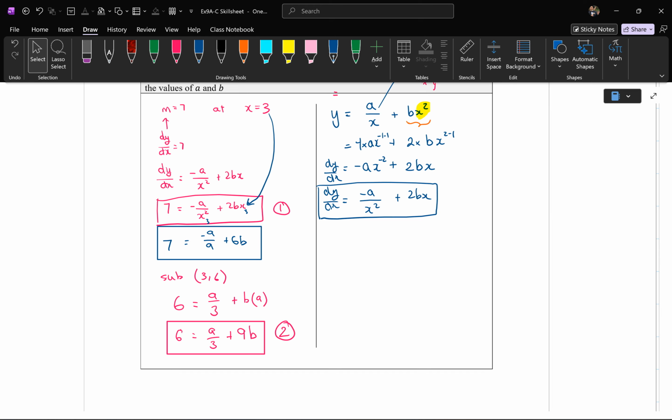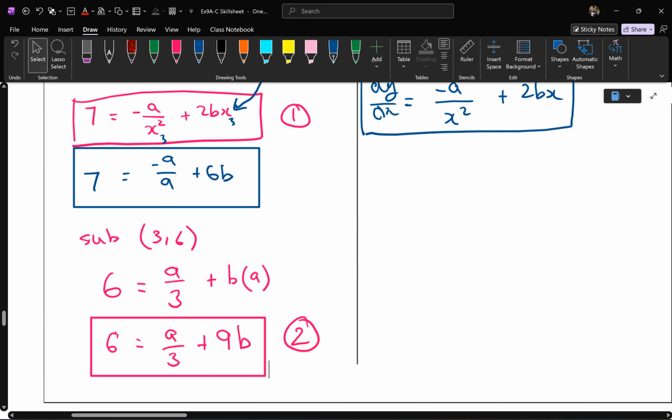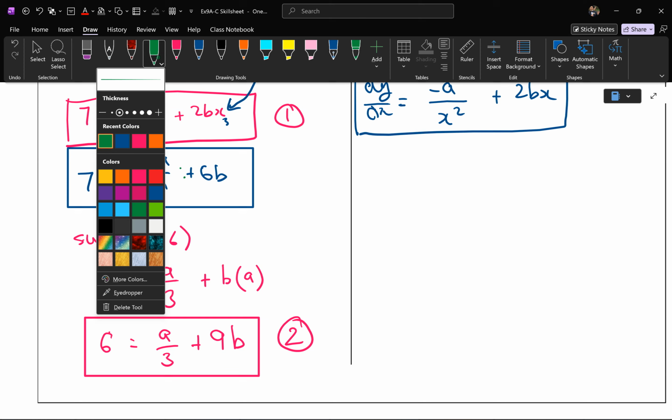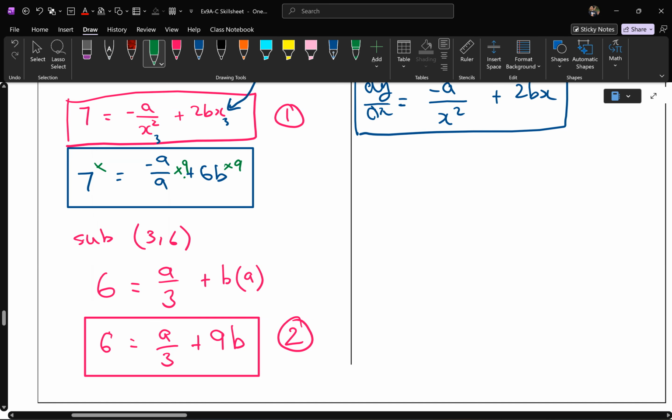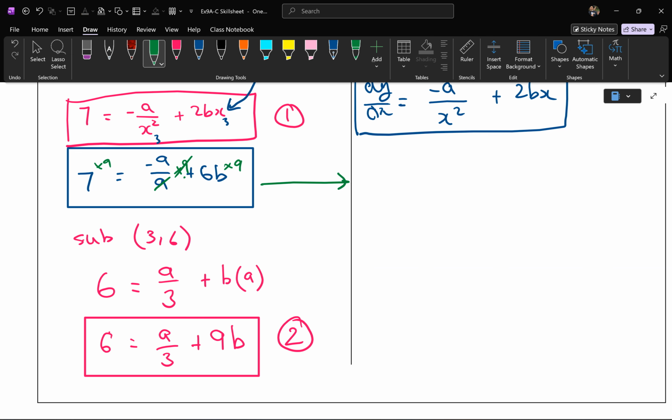I usually get rid of the fractions, so I times everything by the denominator, and then I just work simultaneous equations. So for me, I would do this. I would say times this by 9, times this by 9, times this by 9, just to get rid of the denominator. And so my equation 1 should be then 63 equals negative a plus 54b. I prefer that as my equation 1. And then same thing with this one, times this by 3, times this by 3, times this by 3. And I should get 18 is equal to, the 3's cancel out, a plus 27b.